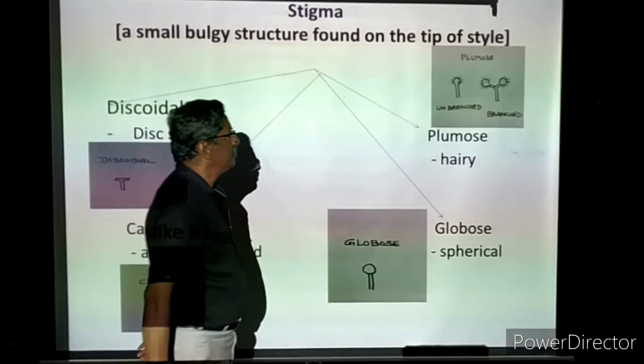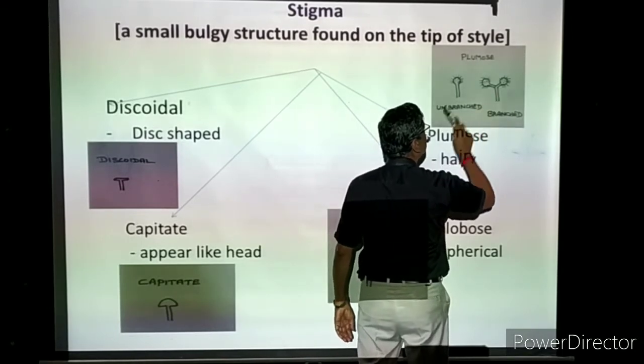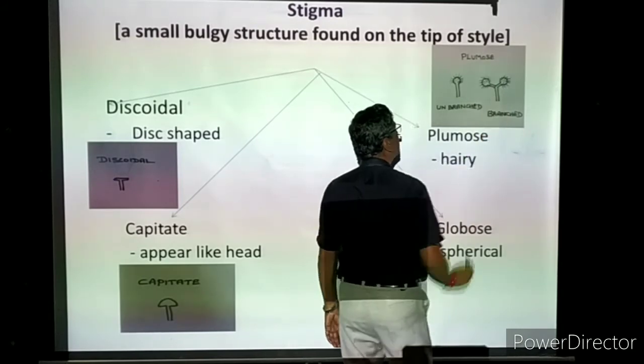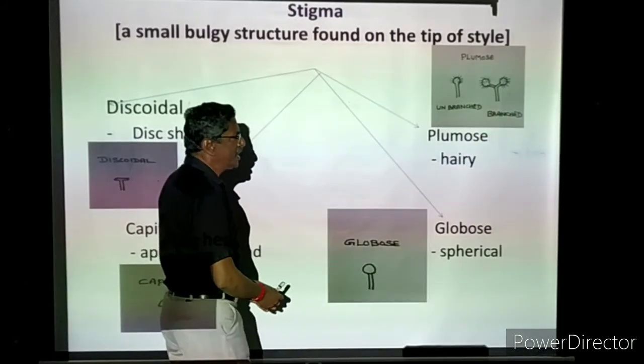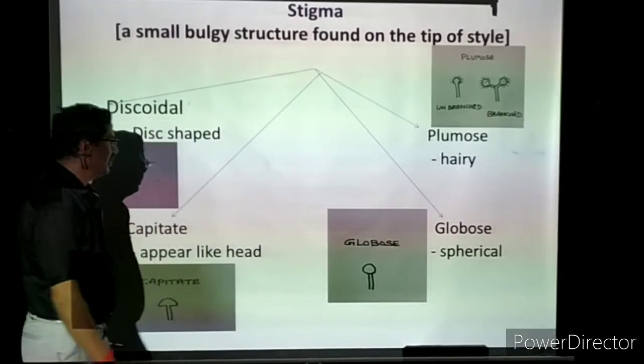Feather-like structures will be there. Even if it is a branch, this is a style, it is divided into two stigmas. Each stigma is having fine hair-like structures. That is called feathery. Okay, feathery or hairy. Plumose, hairy stigma. Hair-like stigma will be there.